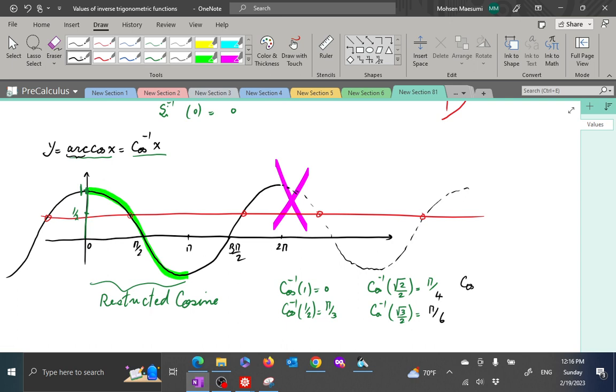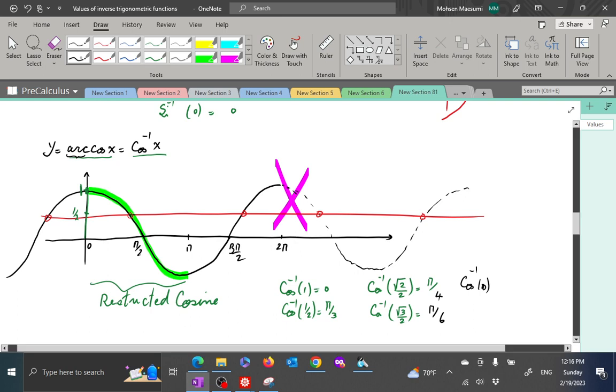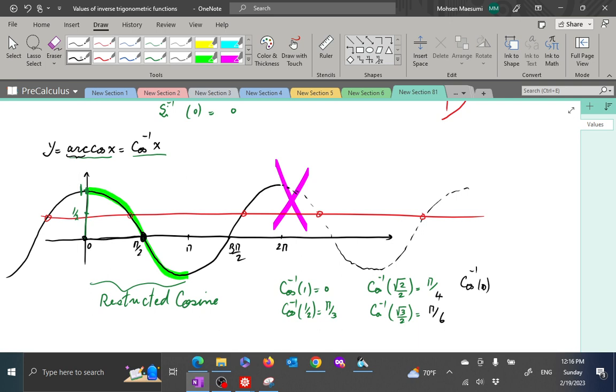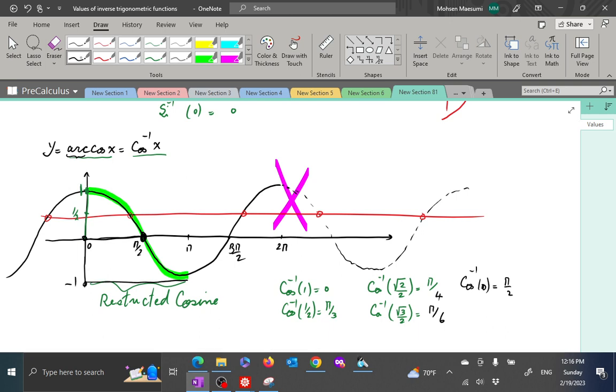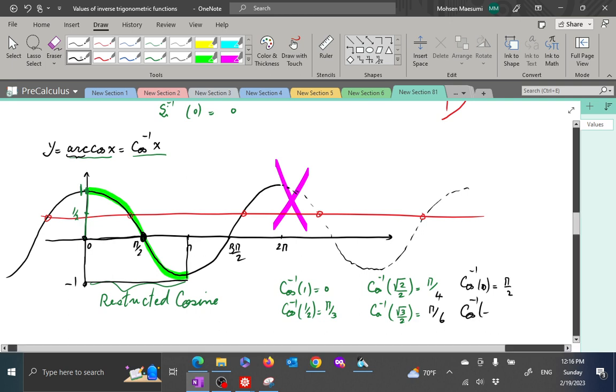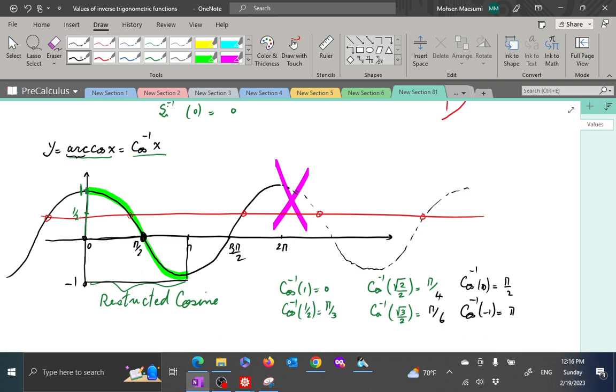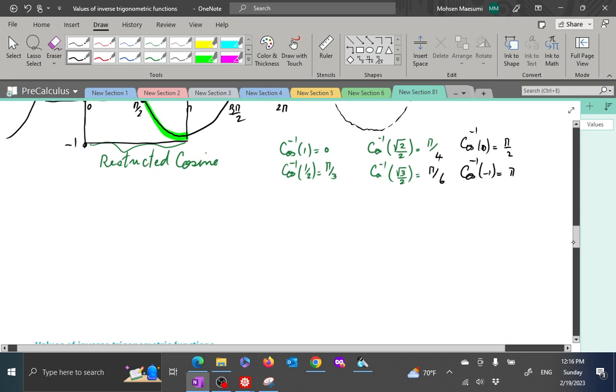How about cosine inverse of 0? What angle is it? Well, this is easy to see. Where does 0 come from? 0 matches to pi/2. Cosine inverse of 0 is pi/2. How about cosine inverse of -1? That's easiest to see. Cosine inverse of -1 matches to pi, and so on. So how do you graph arc cosine?